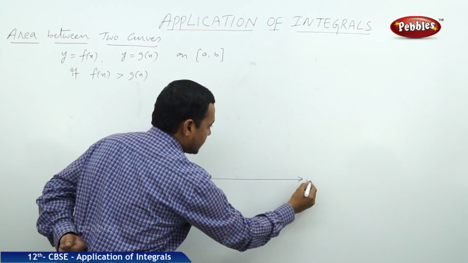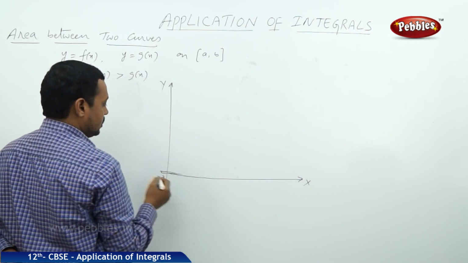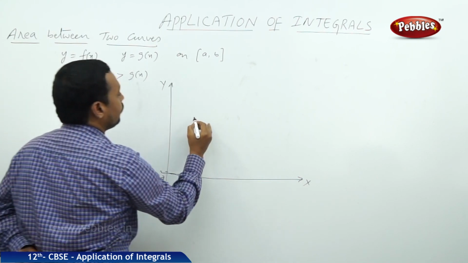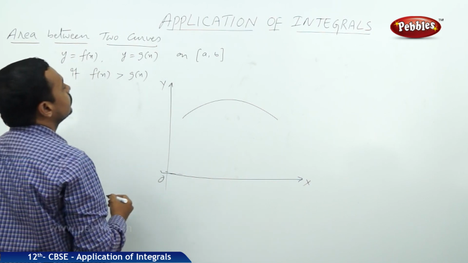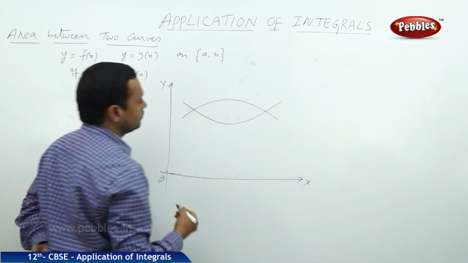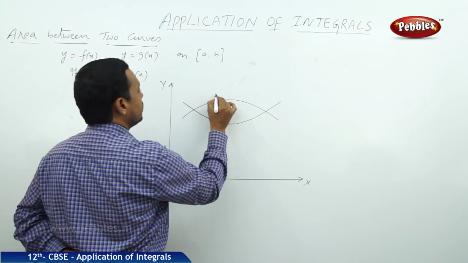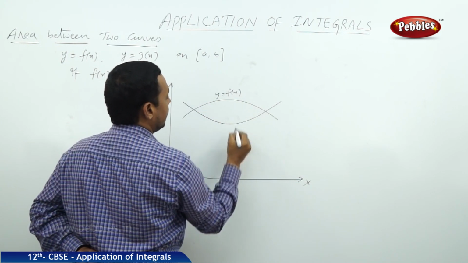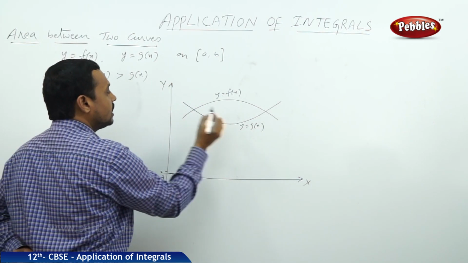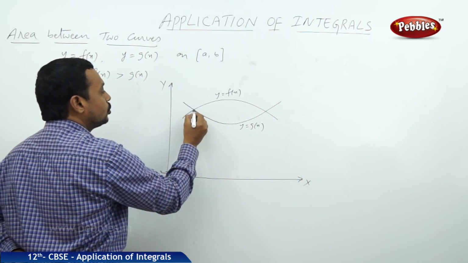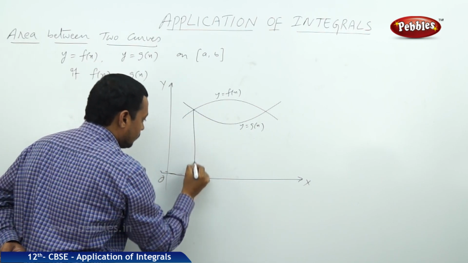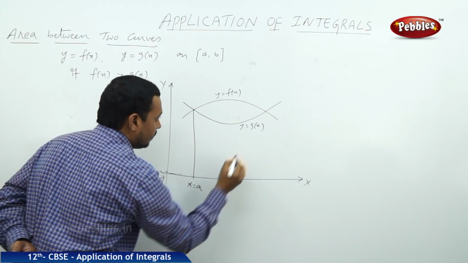Origin, its x-axis, y-axis, origin. One curve y is equal to f of x, and another curve y is equal to g of x, like this. Let us take the two curves, y is equal to f of x and y is equal to g of x, and let the points of intersection of the two curves be x is equal to a and x is equal to b.